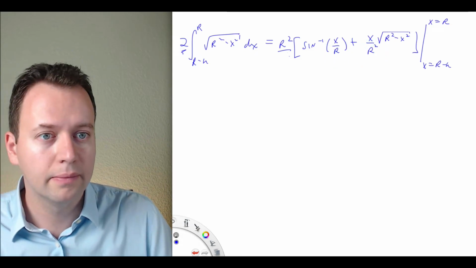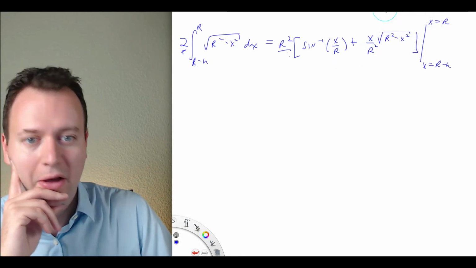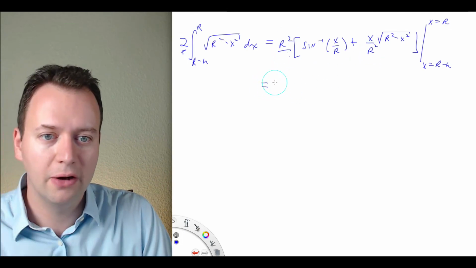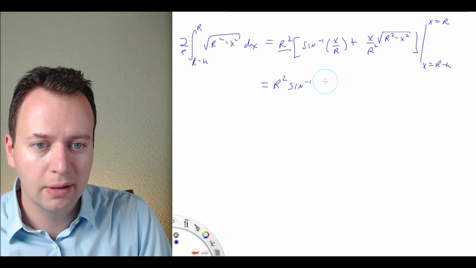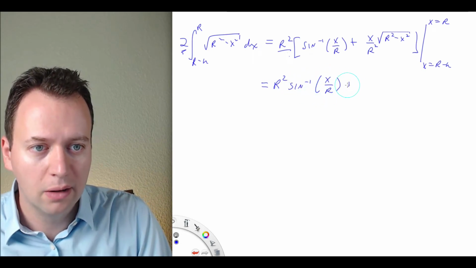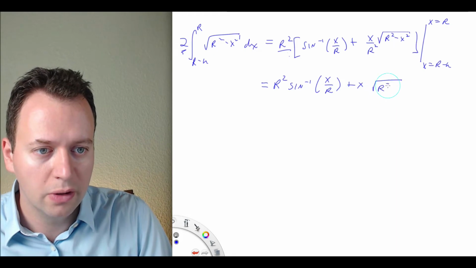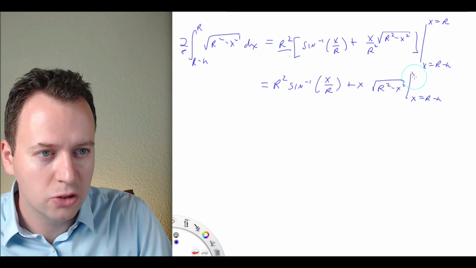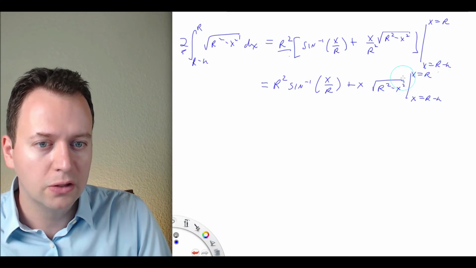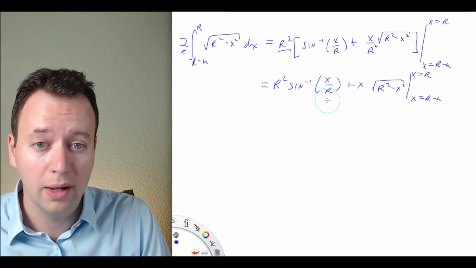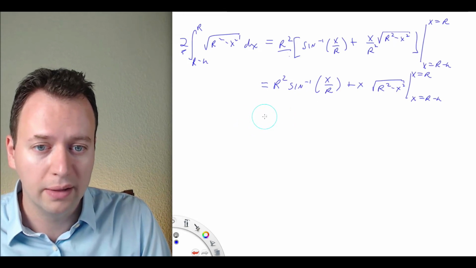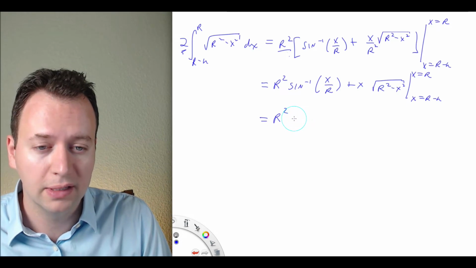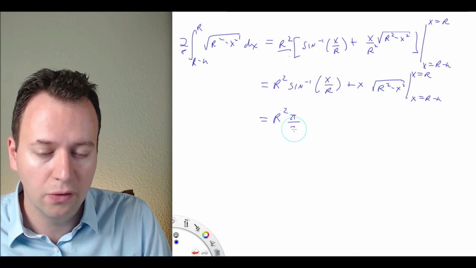Interesting. And let's factor in the r squared because we have an r squared in the denominator, so it's basically r squared arc sine of x over r plus x square root of r squared minus x squared evaluated from r minus h to r. So at r, we have arc sine of 1. Now arc sine of 1 should be pi over 2, right?